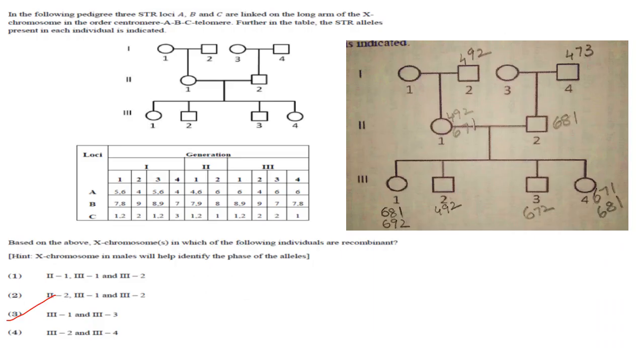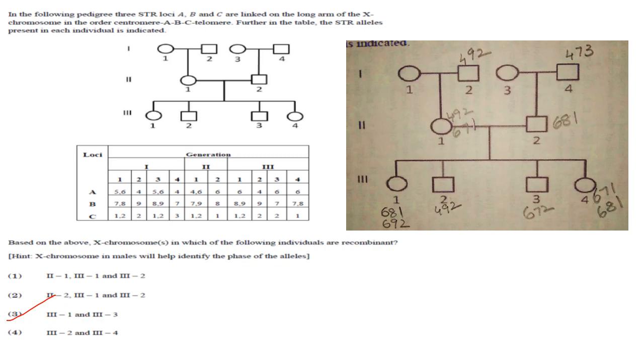Now next one. In the following pedigree, 3 STR loci A, B, C are linked on the long arm of the X chromosome in the order centromere, A, B, C, telomere. Further in the table, the STR alleles present in each individual is indicated. Based on the above, X chromosomes in which of the following individuals are recombinant? Hint: X chromosome in males will help identify the phase of the allele.